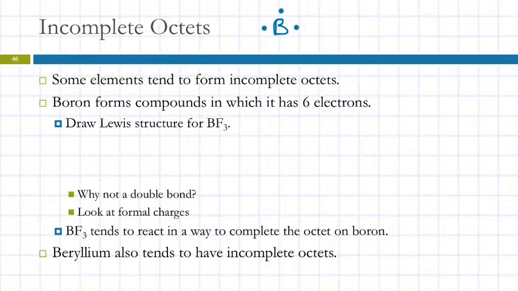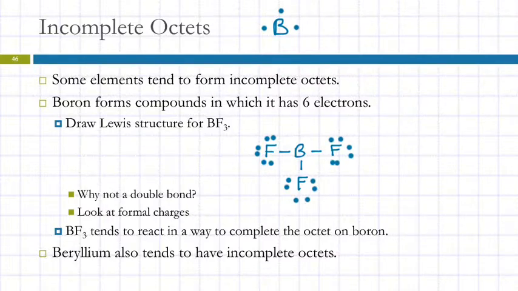So drawing a Lewis structure for boron trifluoride, boron will be in the middle, and the fluorines around the sides. And then we've got a total of 24 electrons: 2, 4, 6, 8, 10, 12, 14, 16, 18, 20, 22, 24. Got the right number of electrons, but we don't have an octet on boron.